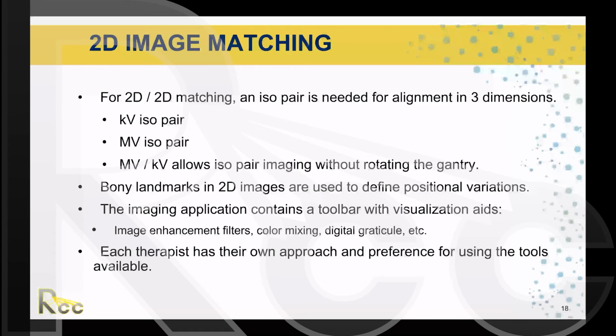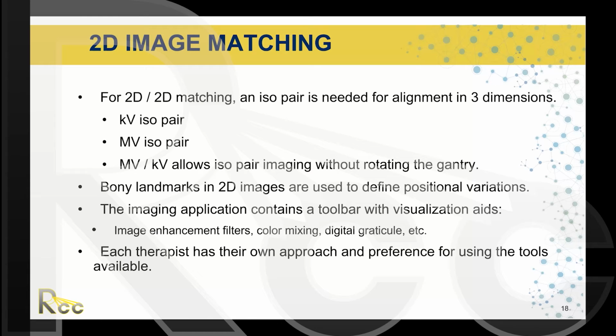In 2D imaging, each image is a planar view. So we're not getting like a CT style volumetric view of the patient. But in order to make our adjustments in 3 dimensions, we use an orthogonal or stereoscopic pair. These are images taken at 90 degrees from one another. And typically, not always, but typically we see a lateral and an AP or a PA.